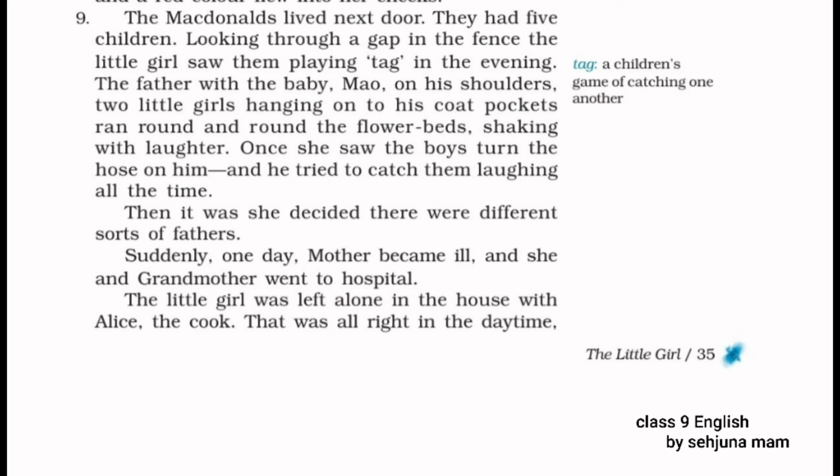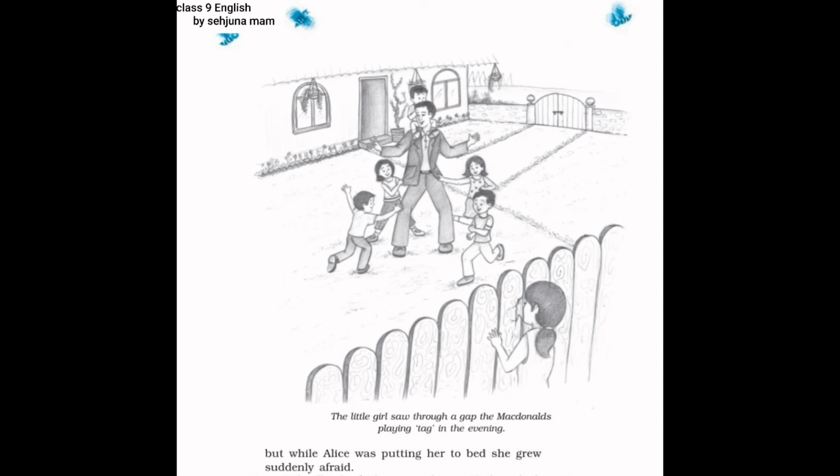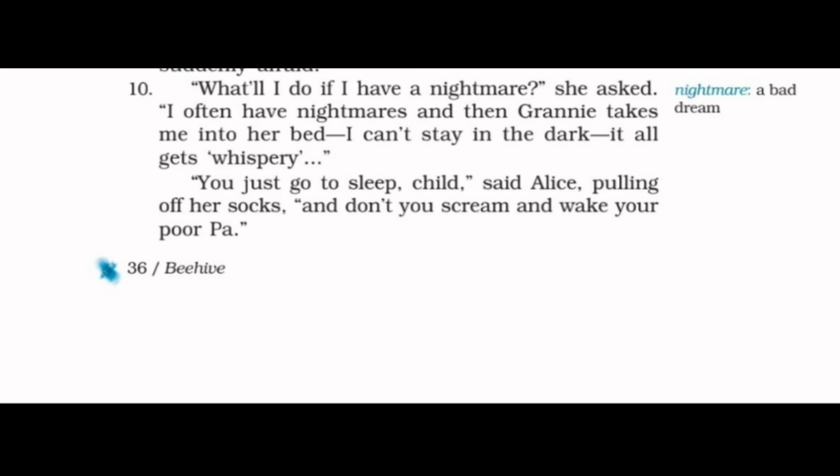The little girl was left alone in the house with Alice, the cook. That was all right in the daytime, but while Alice was putting her to bed, she grew suddenly afraid. Now Kezia was all alone at home with the cook named Alice. Now Kezia was fine during the day, but at night when the cook put Kezia to bed all alone, Kezia started getting scared.